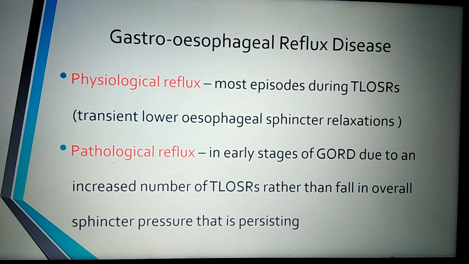Now, in this disease or condition, we have two types of reflux. One is physiological and another one is pathological reflux. Most of the episodes of physiological reflux occur especially during transient lower esophageal sphincter relaxations. In short, they are known as TLOSRs.